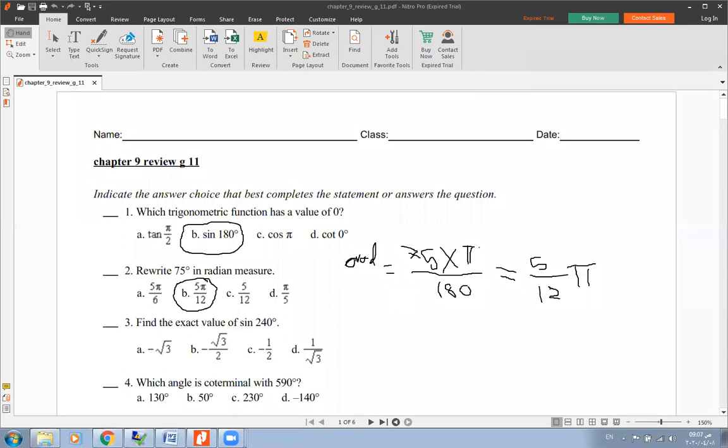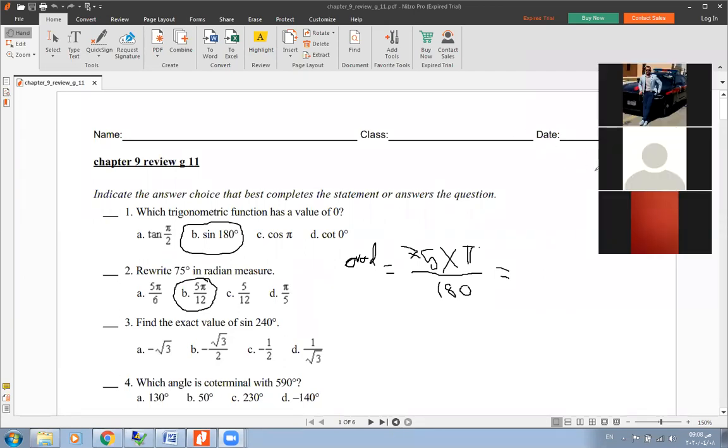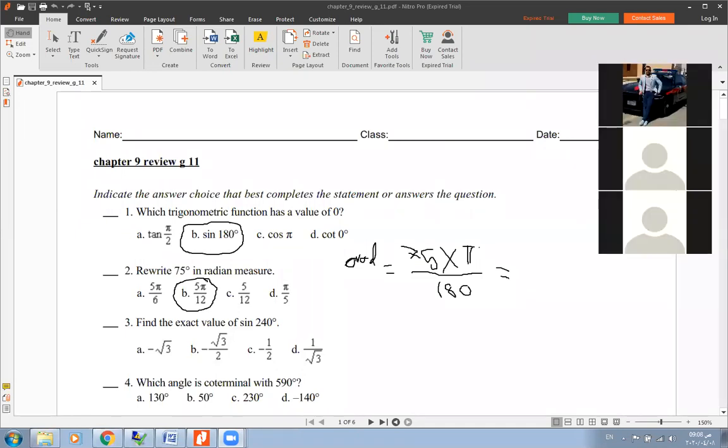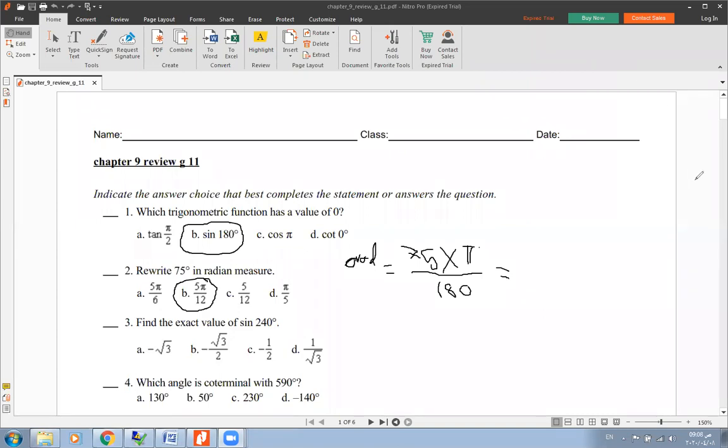Okay. We're going to number 3. Find the exact value of sine 240. Abdullah Laid, I need to find the exact value of sine 240. Can you hear me, Mr.? Assalamu alaykum. Yes, of course. Abdullah, go.